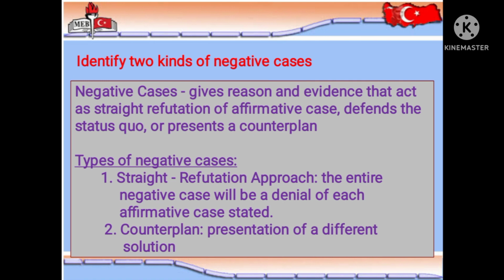So there are two types of negative cases. First is the straight refutations approach. The entire negative case will be denial of each affirmative case stated. The second is counter plan, presentation of a different solution.